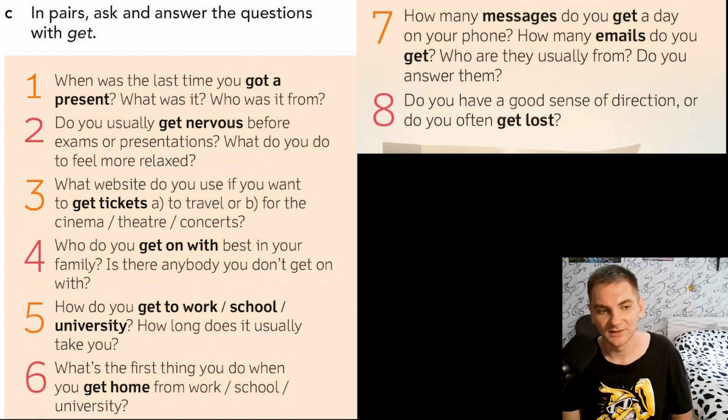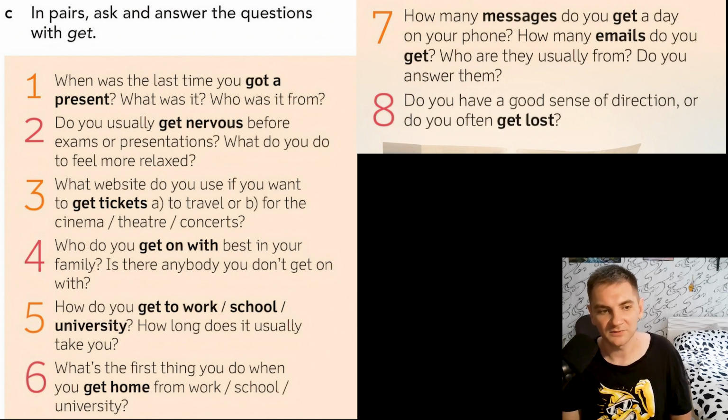Number 4. Who do you get on with best in your family? Is there anybody you don't get on with? Look, I get on well with all my family. Mother, father, and elder brother, and so on. My family is very supportive and nice.